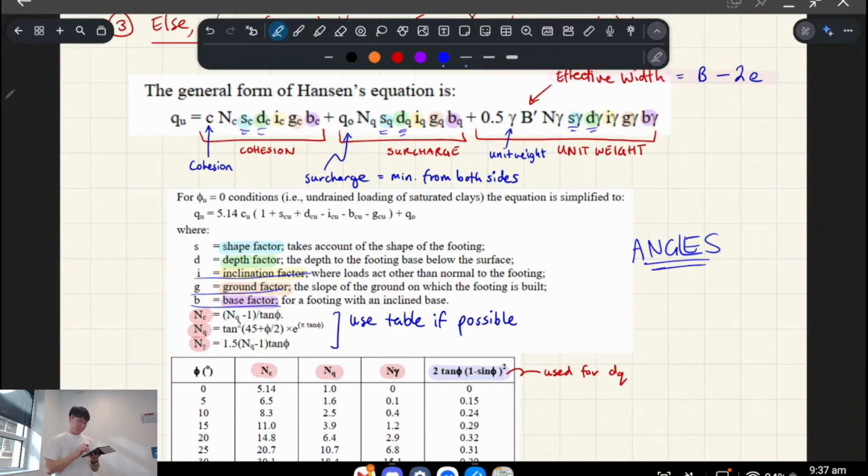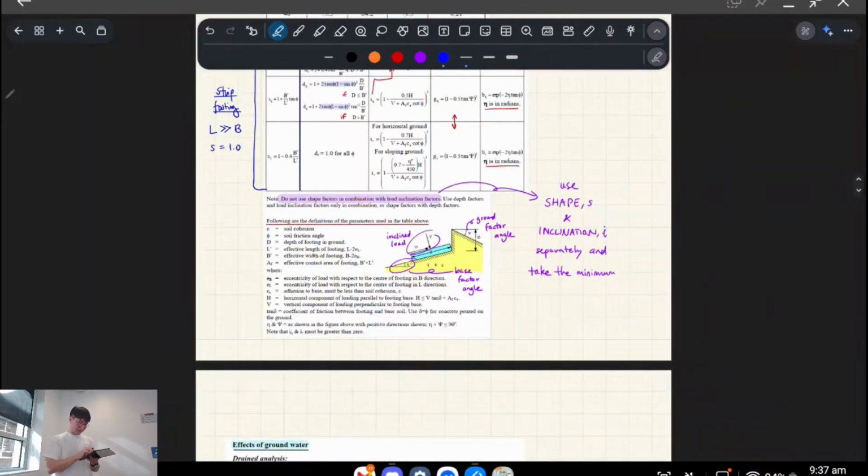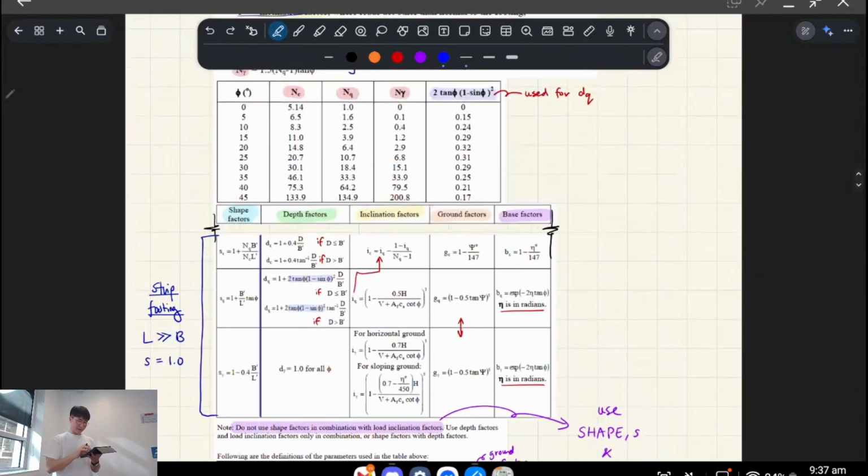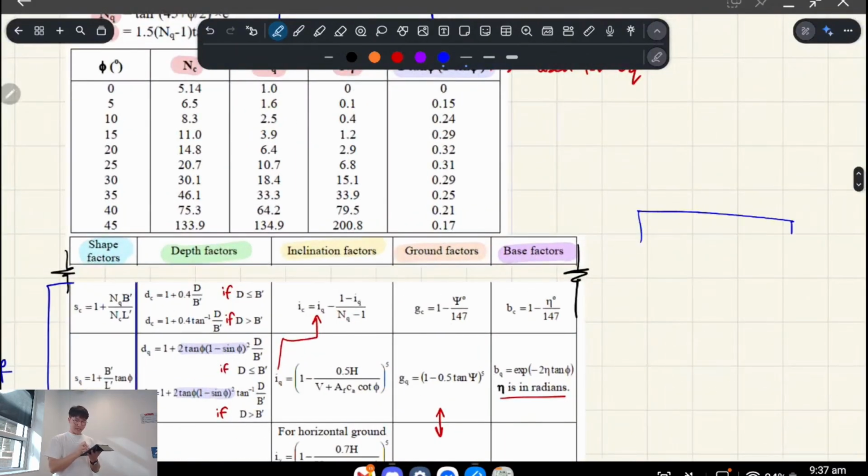So basically, there's a diagram for it. The I factor is to do with an inclined load. Okay, well, this is a bad example because it has all 3 on it at once, right? So just imagine you have a foundation like this, okay?